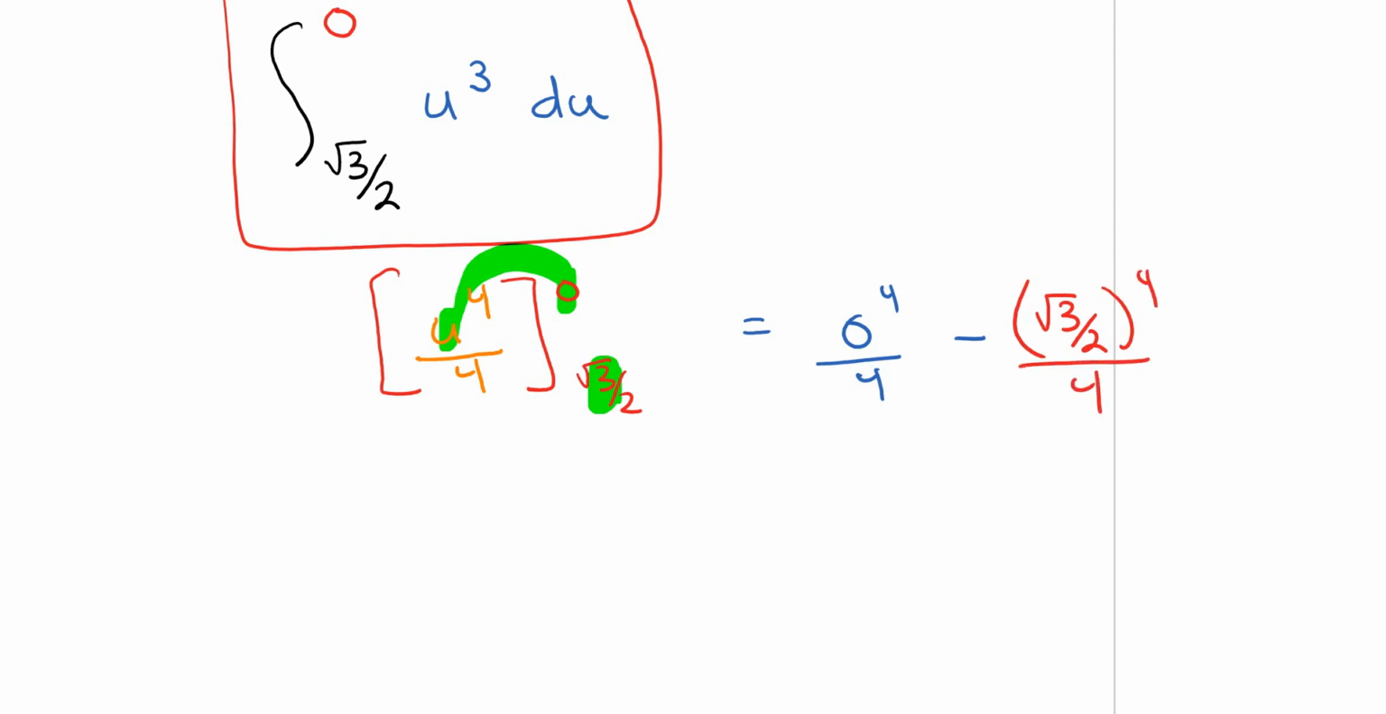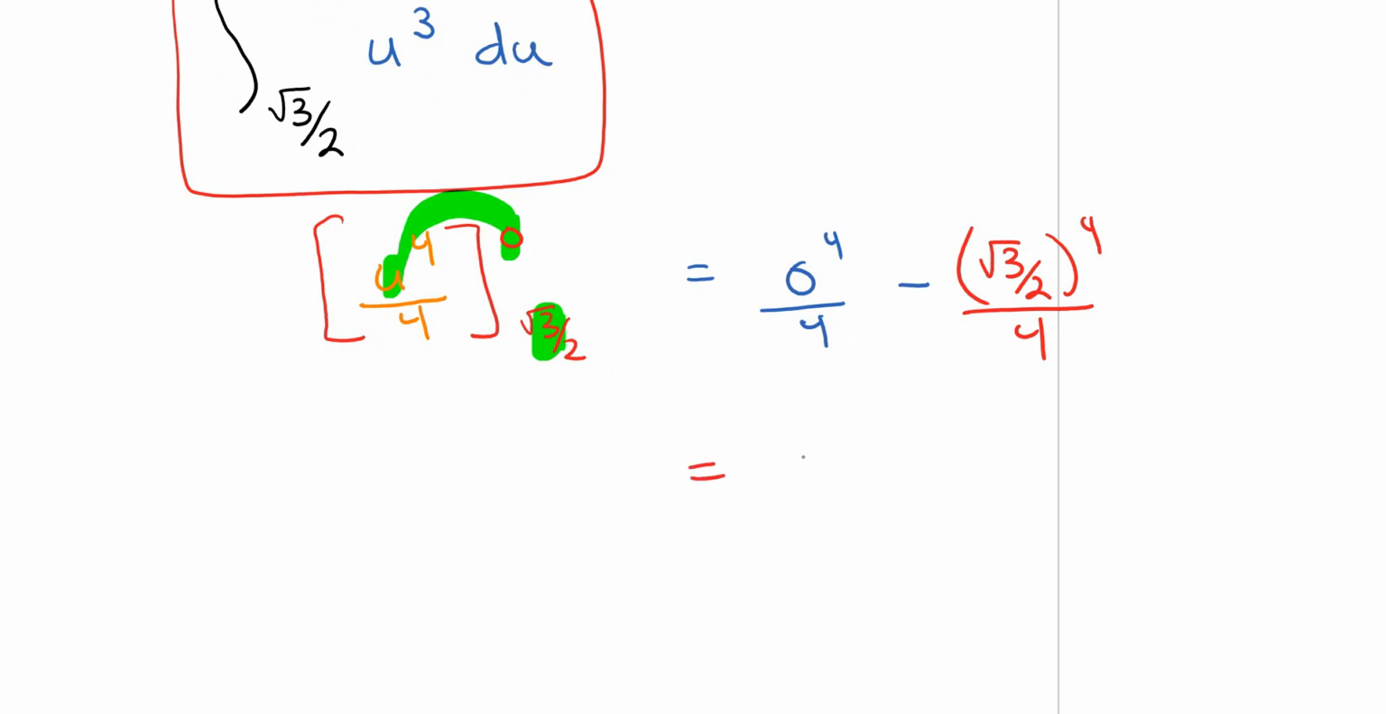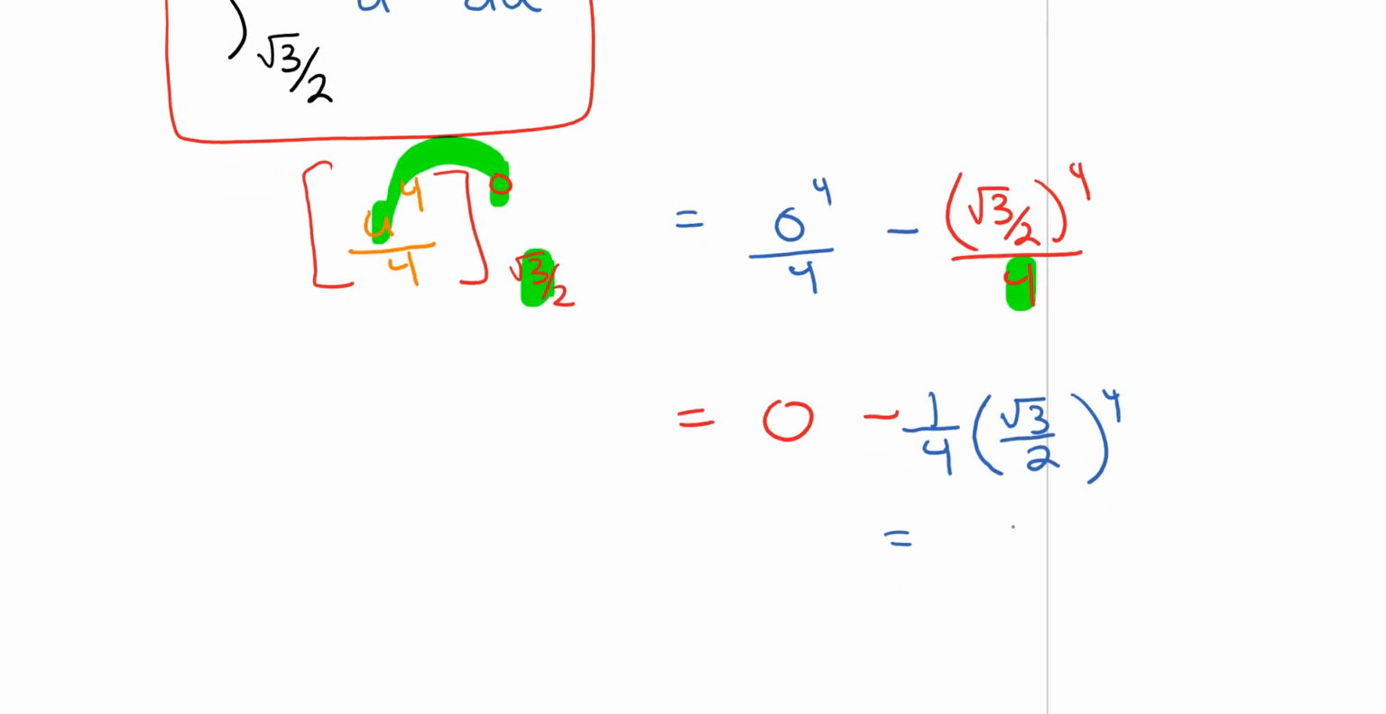And we do need to spend a little bit of time calculating this. This is going to be a 0. And I guess this 4 on the bottom, I can move that to the front as being 1 over 4. And if I go ahead and evaluate that, which I won't, this is going to be root 3 over 2 to the power of 4. And if you do a little bit of work on that, you should get negative 9 over 64 as a final answer there.